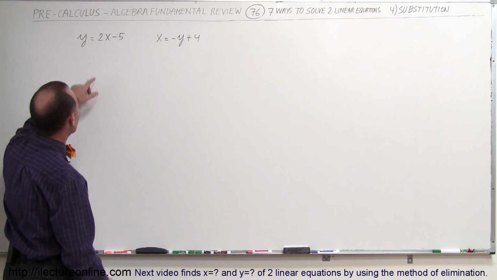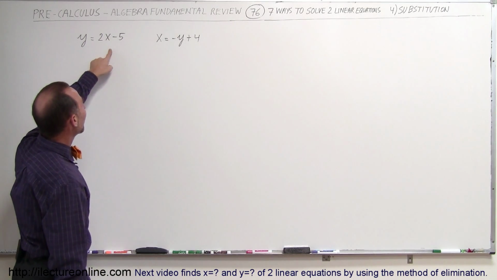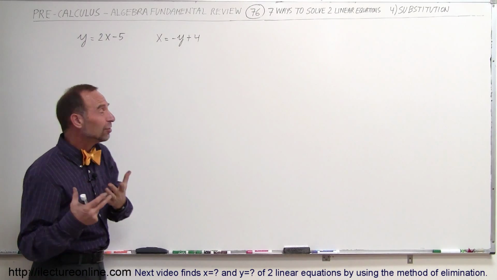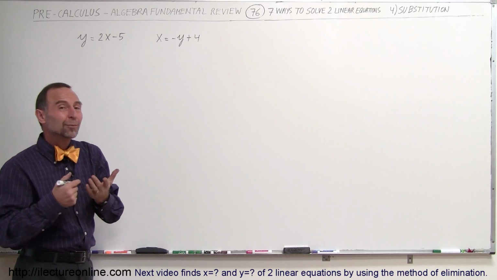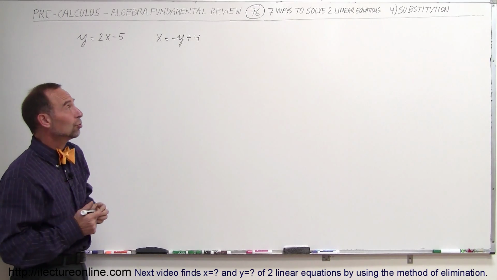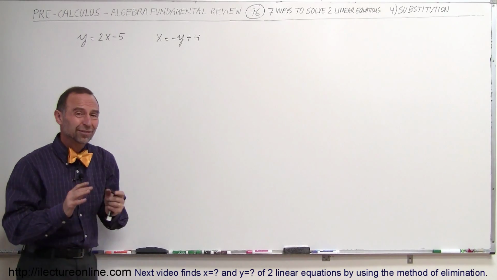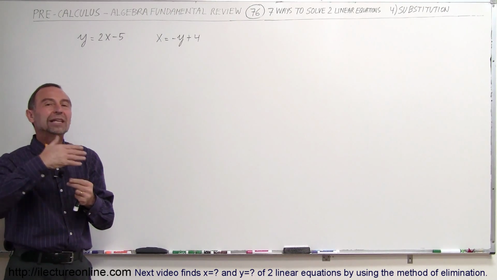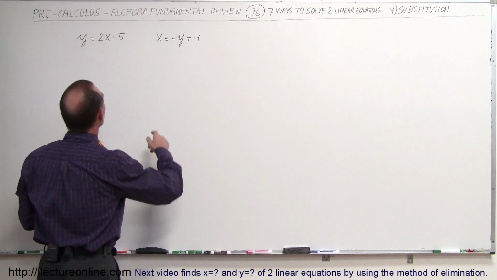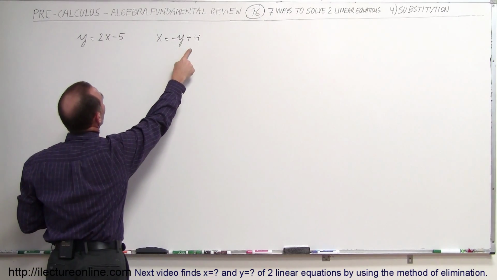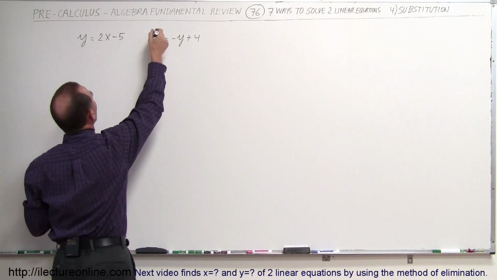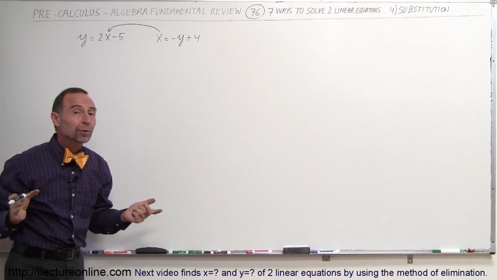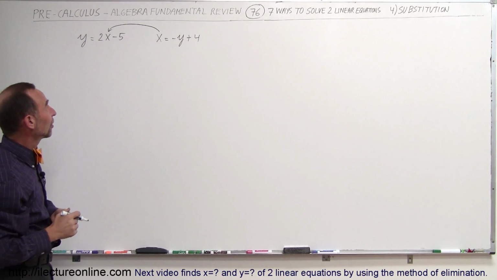In this case, we have our first equation, y equals 2x minus 5. Here we have the second equation, x equals minus y plus 4. These two equations, the way they're written, lend themselves perfectly to the method of substitution. Because what substitution means is we're going to substitute one of the variables in terms of the other variable. For example, we know that x is equal to minus y plus 4. So if we substitute that value for x into our first equation, we can eliminate one of the variables. We do that by what we call the method of substitution.